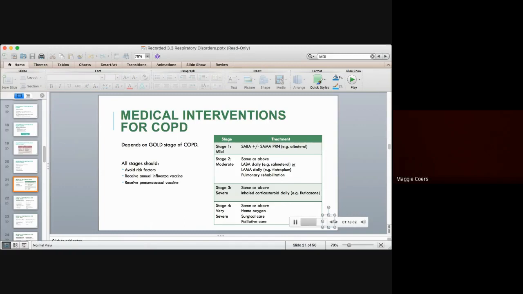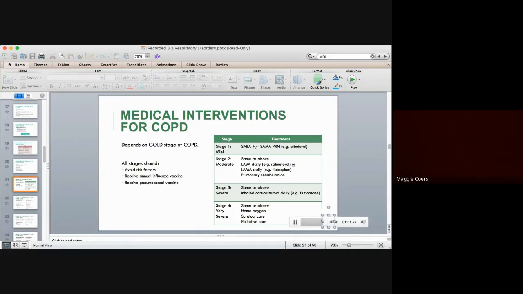Stage 3 is treated the same as stage 2, but now we're adding an inhaled corticosteroid. And then stage 4 is considered end stage. They have everything in stage 1, 2, and 3, but they're also going to need home oxygen and some sort of palliative surgery to relieve some of those anatomical changes that happen in the chest. Or sometimes the patient will elect palliative care.